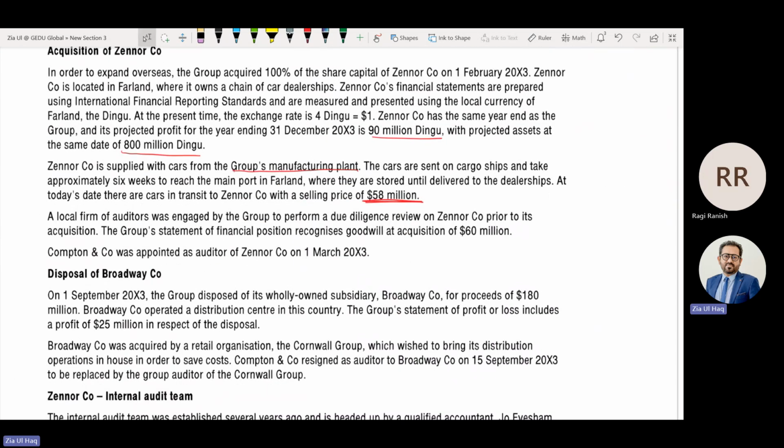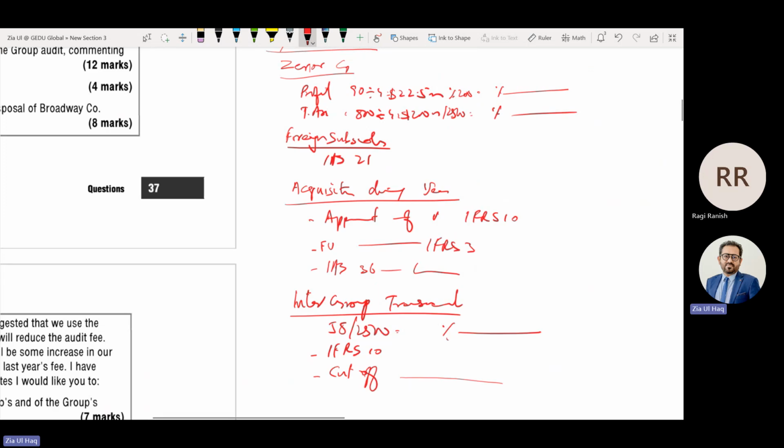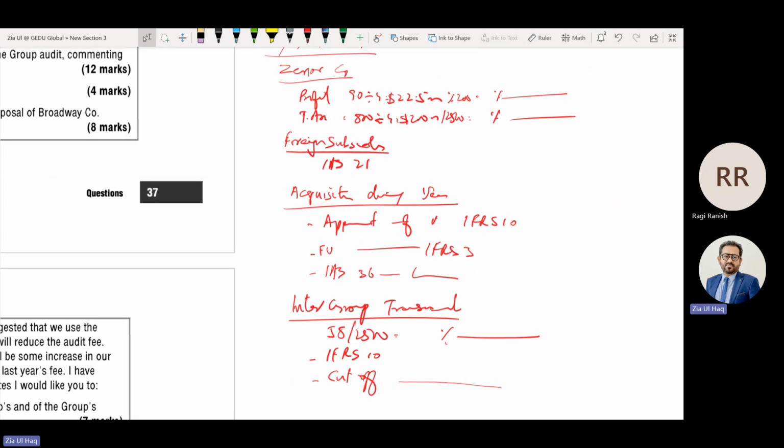A local firm of auditors was engaged by the group to perform a due diligence review of Zanner company prior to its acquisition. We've already discussed the due diligence report. The group statement of financial position recognized goodwill at acquisition of 60 million. So they have recorded goodwill relating to Zanner company, and this acquisition will put a materiality on goodwill as well. How much? 50 million divided by 2,500 total assets, and hence material.